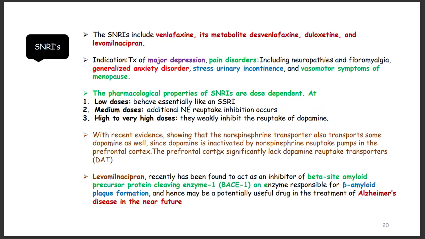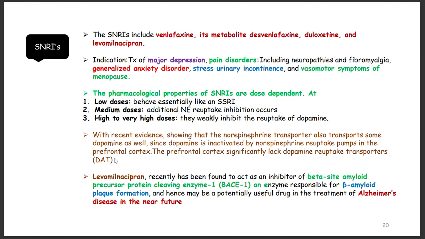Actually, it is shown that the norepinephrine transporter can also transport dopamine. So if you inhibit the transporter that transports norepinephrine, you are also going to have some dopamine, because it's the same transporter that transports them. How they found out that was by using the prefrontal cortex. The prefrontal cortex doesn't have any dopamine transporters. It only has the transporters for the norepinephrine. But then what they found out was when the norepinephrine is being reuptaken, the concentration of dopamine is also reducing.